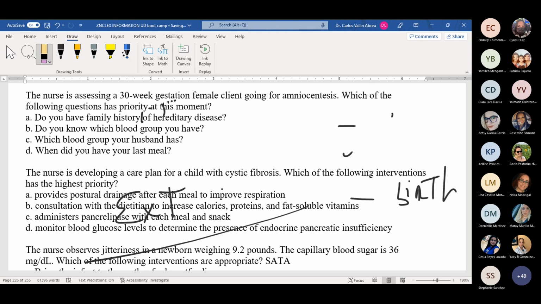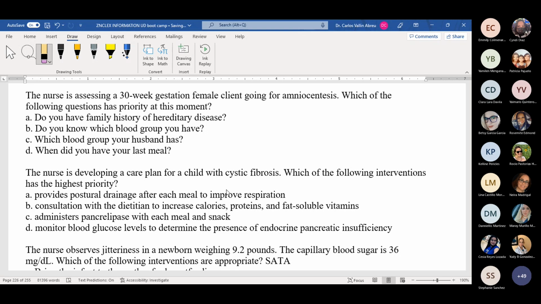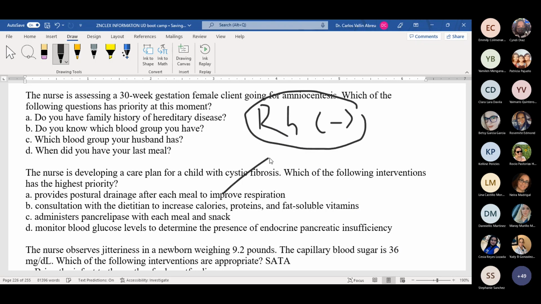Remember, the purpose of the Rogan is to prevent the mother from being sensitized, to be vaccinated by the possible Rh positive red blood cells that the baby could have. So the most important thing is to determine if the woman is Rh negative, because then we need to anticipate that an extra dose of Rogan must be given.